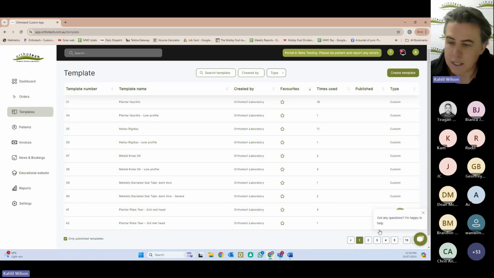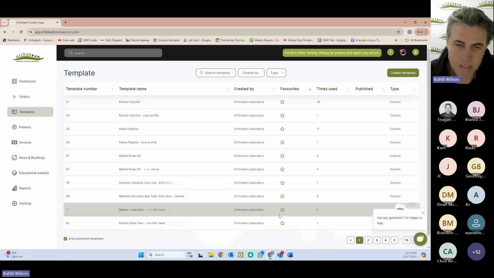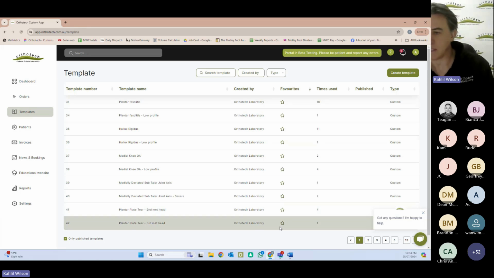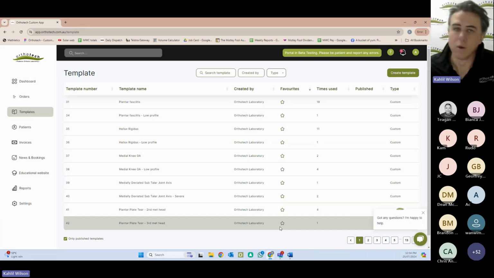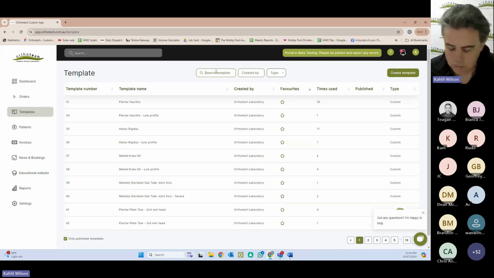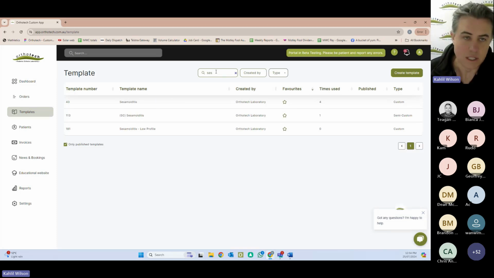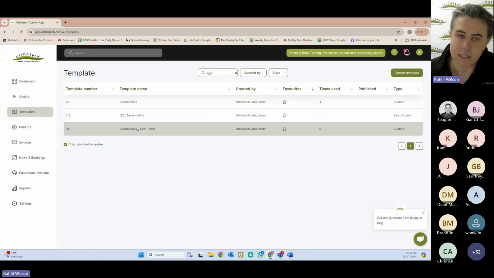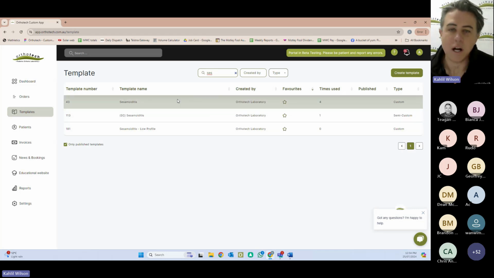So you can see here we've got 13 pages. Each page has 10 orthotic recommended templates on it. So all you do is just go to this search function here and search. So sesamoiditis, it comes up with sesamoiditis and low profile. I added 3 yesterday, so we'll just keep adding them. If people bring to my attention that there isn't one there, then we'll add that for you.